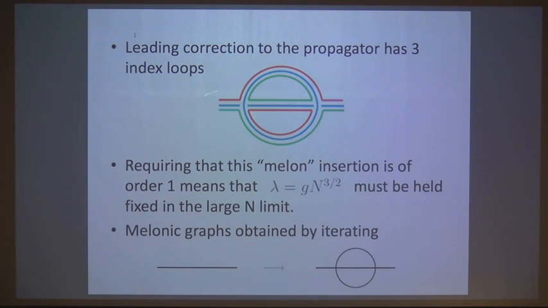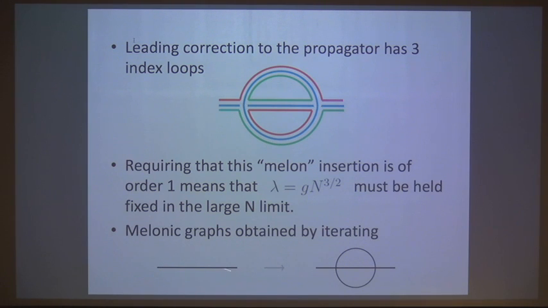For example, if you look at the leading correction to the propagator, this insertion of the melon, you see that there is an extra green loop, extra red loop, and extra blue loop. So you get an extra factor of n cubed and two powers of g for the interaction. To keep it of the same order as the propagator, you need to scale g squared as 1 over n cubed. So you get something very unconventional looking for those who are used to the 't Hooft limit. You have to take g n to the 3 halves fixed in the large n limit. And all the melonic graphs, this terminology was invented in the paper by Bonzom, Gurau, Riello, and Rivasseau, which I mentioned on previous slides.